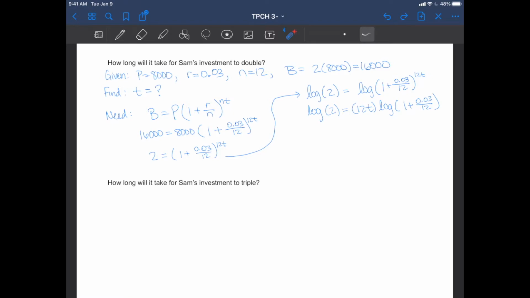Okay, now this is just a number. It looks gross, but it's a number. And this is a number, and everything is being multiplied here. So really, if I'm trying to get t by itself, I'm going to divide everything by this 12 times that log. Okay, so t is this expression here that now once I put into my calculator, I will get the final answer. It will take about 23 years for Sam's investment to double.